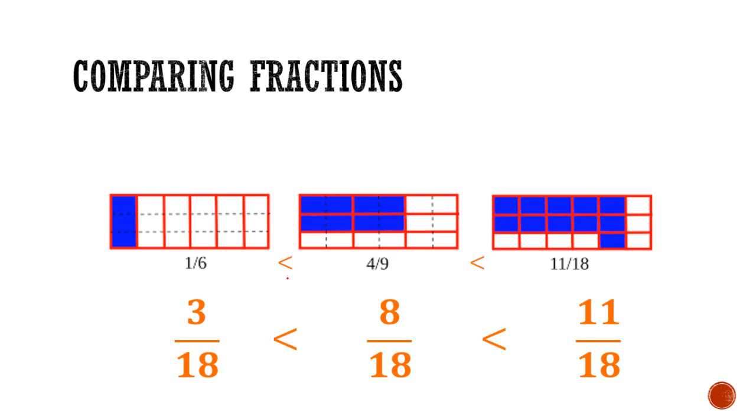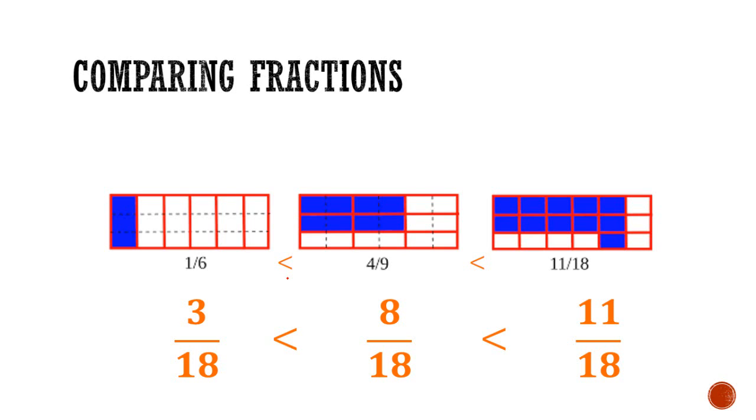Just looking at the 3 fractions, 1 over 6, 4 over 9, and 11 over 18, it isn't immediately obvious which fraction is larger. Looking at the diagrams, we can tell that 1 over 6 is smaller than 4 over 9, which is smaller than 11 over 18. But this leads us into the simpler way to identify these.